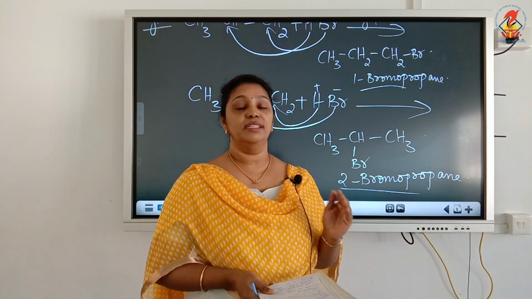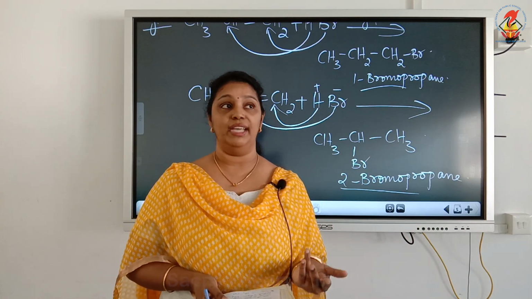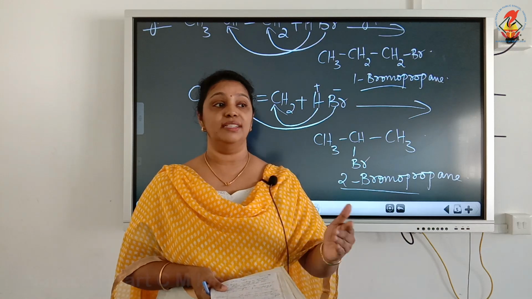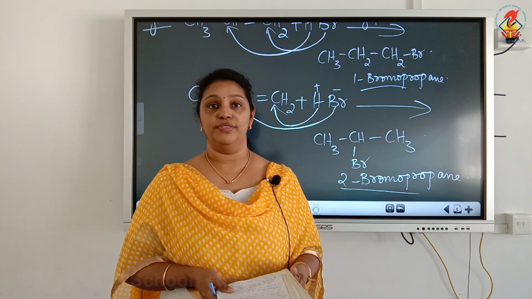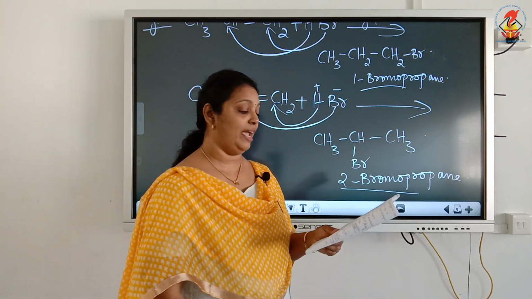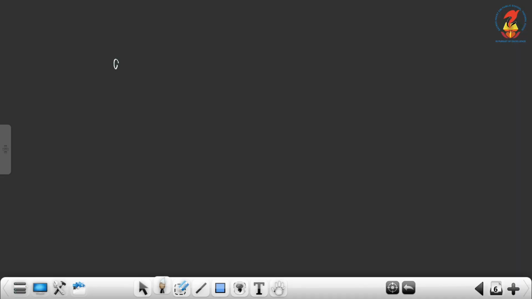Now, this Markovnikov's rule can be applied not only for the addition of hydrogen halide, we can use it for the addition of acids, addition of water, etc. to alkenes. So, this is Markovnikov's and anti-Markovnikov's rule. Now, the next example for addition reaction is addition of water. So, D is addition of water.